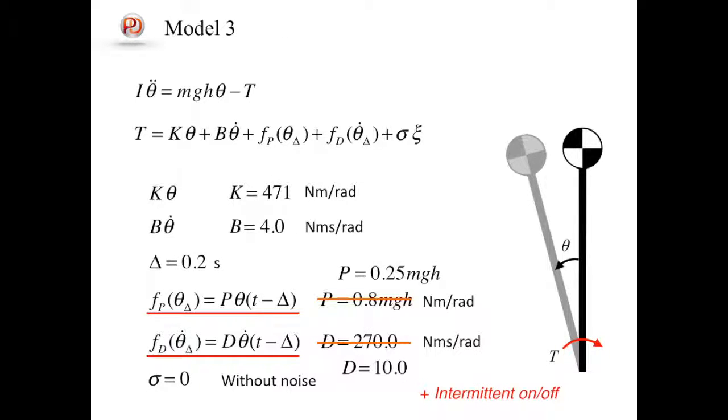In the Model 3, we consider intermittent on-off switching of the neural feedback torques. Besides that, we use smaller stiffness and viscosity than those of the Model 2. And let's start with no noise condition.